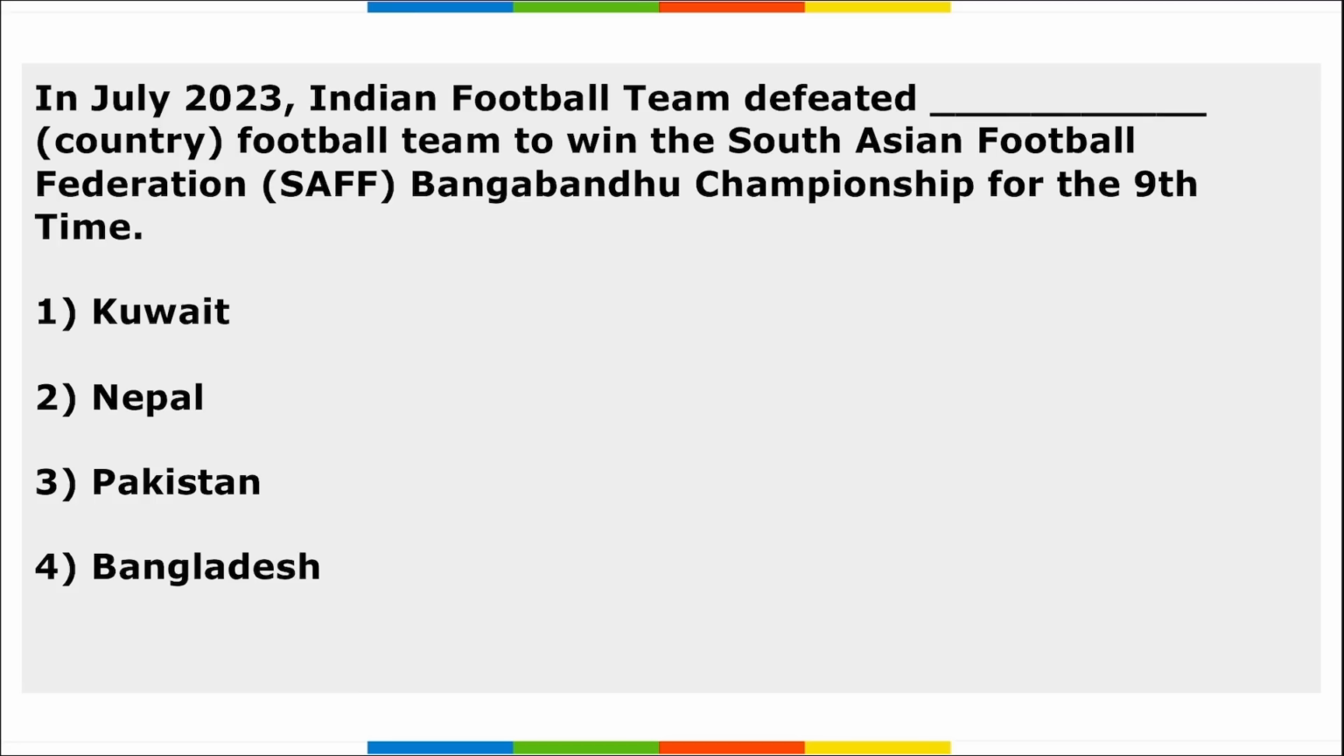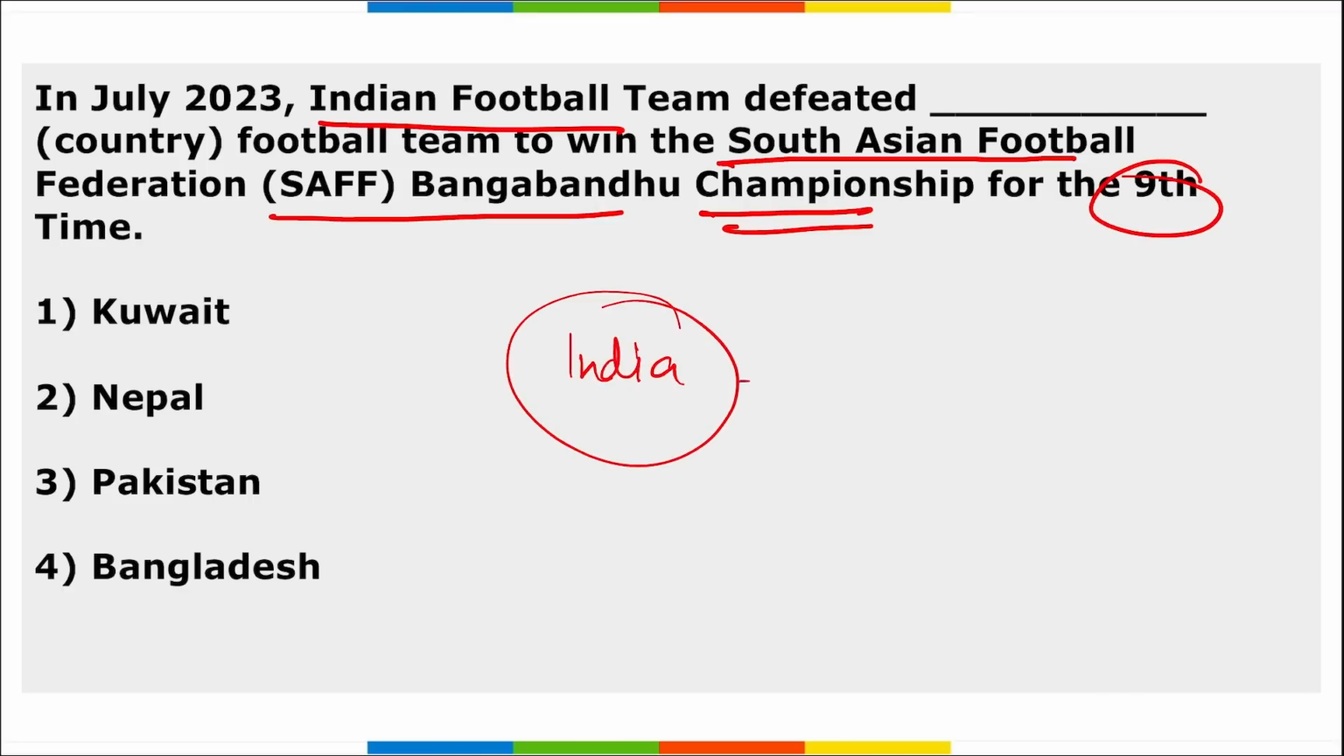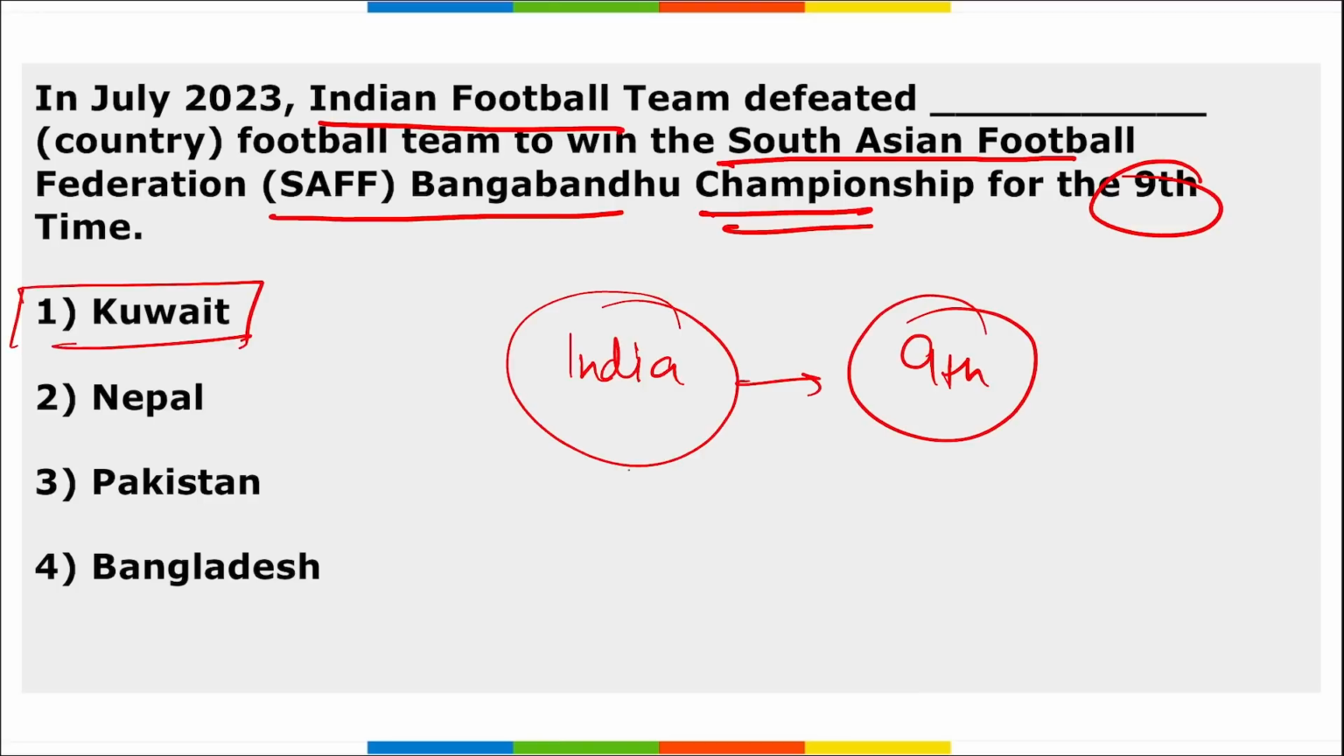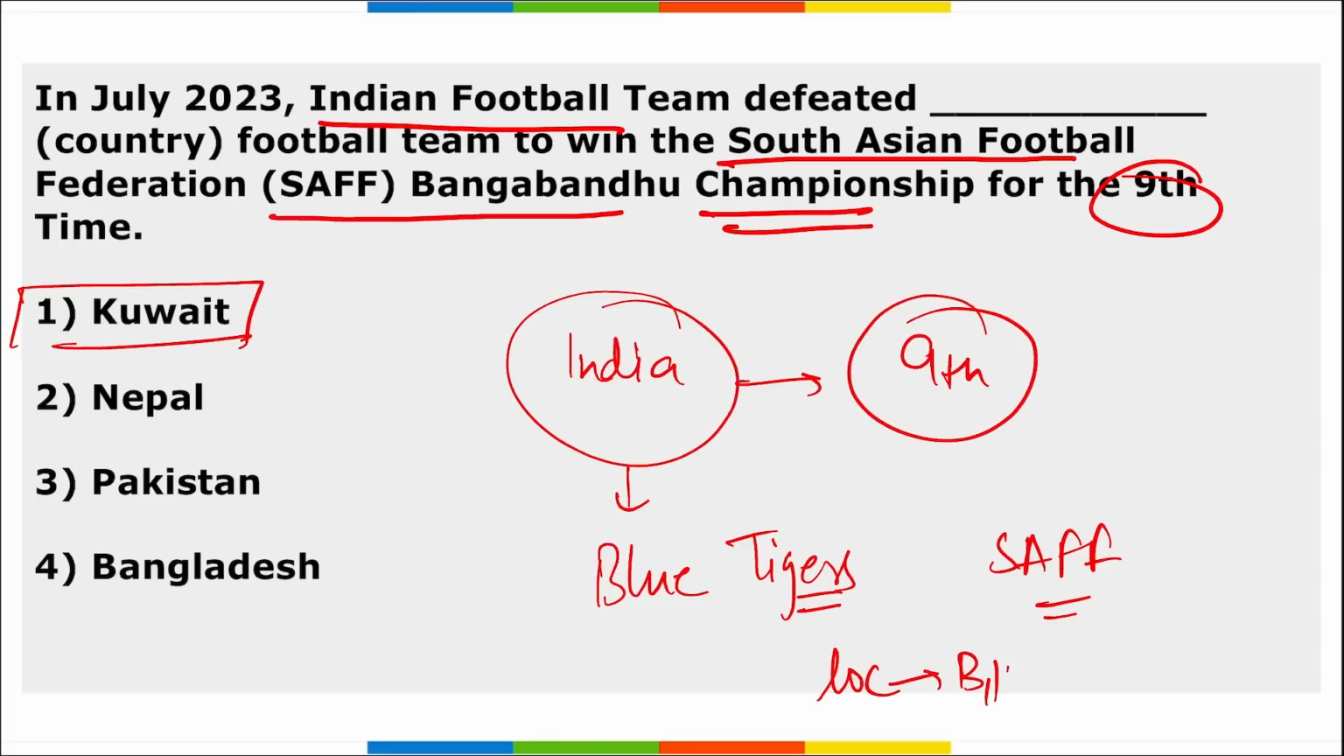Next, the Indian football team defeated Kuwait to win the South Asia Football Federation Bangabandhu Championship for the 9th time. So first remember, it was the Indian football team. They have won this Bangabandhu Championship for the 9th time, and India defeated Kuwait in the finals. Also remember, the Indian football team is known by the name Blue Tigers. Where was this held? This was held in Bangalore, Karnataka, from 21st of June to 4th of July. And India, Kuwait, Nepal, Pakistan, Lebanon, Maldives, Bhutan and Bangladesh saw the participation.